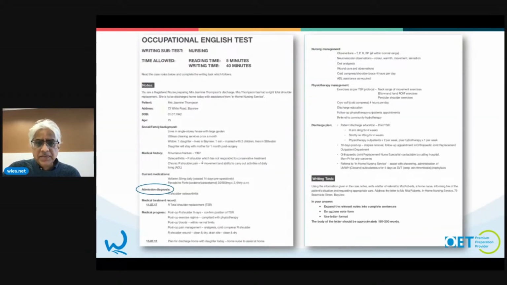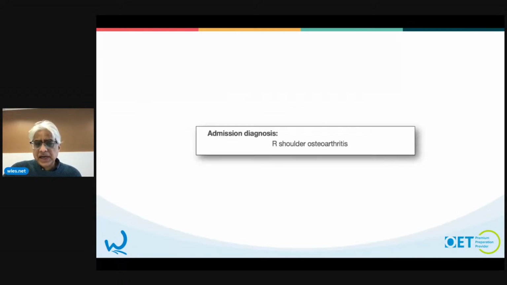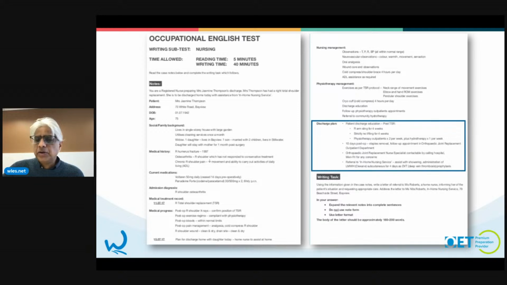And I'm just going to skim through the case notes. And I've got a diagnosis, so I can be clear on the diagnosis. And it does tell me right shoulder osteoarthritis. So the patient had right shoulder osteoarthritis, and she's had a shoulder replacement now, and she's being discharged. And I'm going to write to the home nurse. You might want to look at the discharge plan before you start going through the case notes. This is something that I do. The discharge plan is normally quite important.